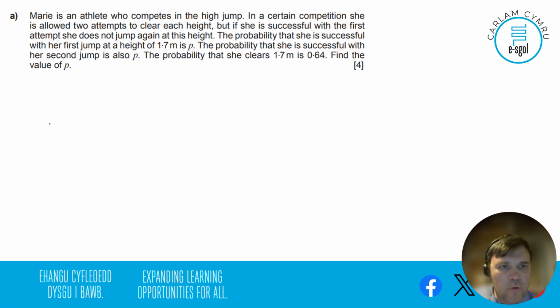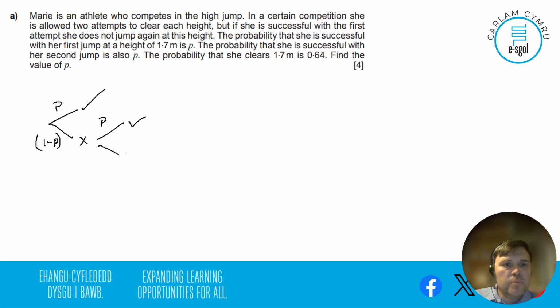So again, if we put a tree diagram, probability is p. 1 minus p, she fails. She's not going to jump again if she's passed. So she would go again, and then this would be 1 minus p.